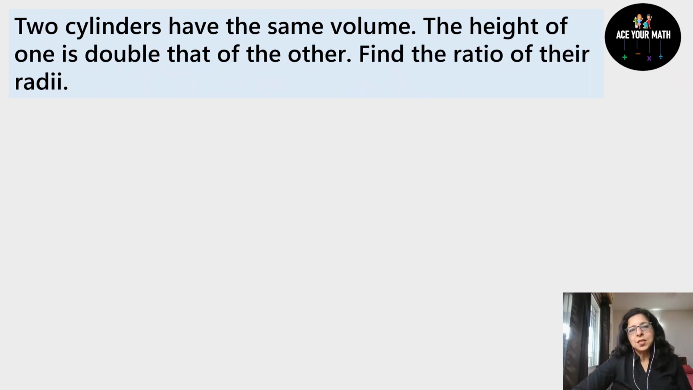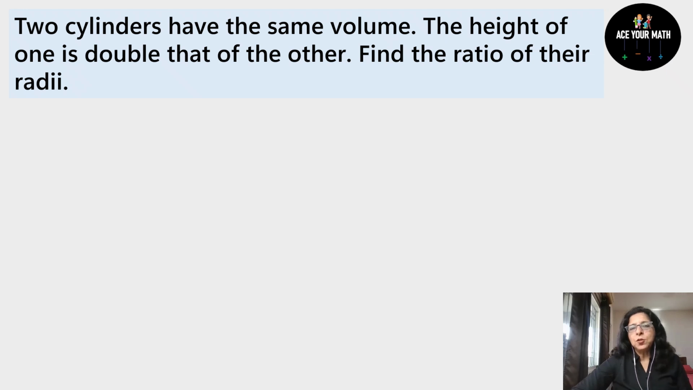Now the next question is: two cylinders have the same volume. The height of one is double that of the other. Find the ratio of the radii. So it is given that there are two cylinders and their volumes are the same, but their heights are not the same, and you need to find the ratio.